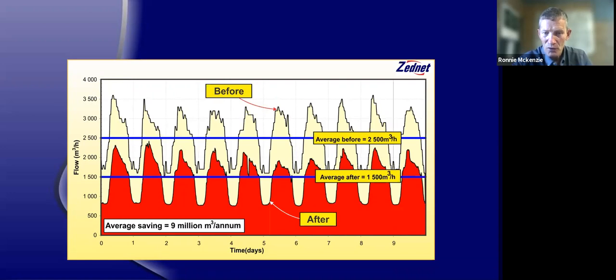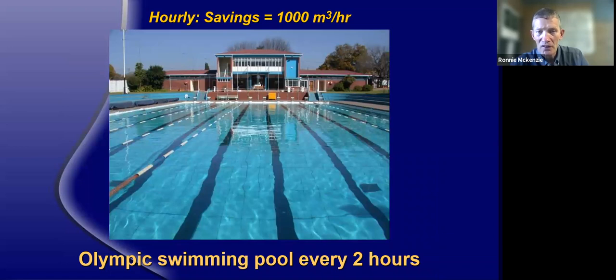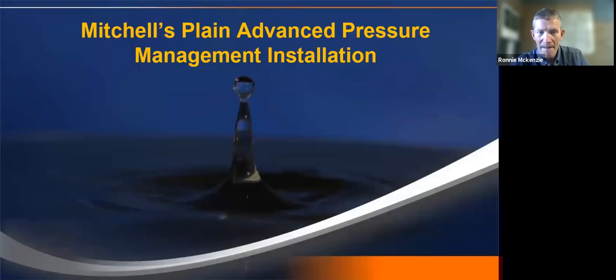The average before was 2,500 cubic meters per hour, and we dropped that down to about 1,500 cubic meters per hour. We took 1,000 cubes an hour off, which is about 9 million cubes per annum, doing our bit for climate change. Hourly saving was 1,000 cubes an hour.